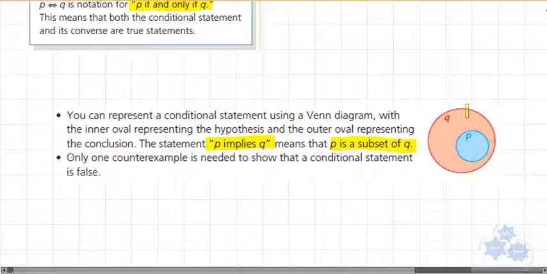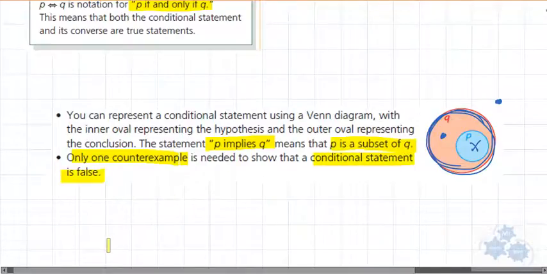In order for it to be true, if it rains outside, that means we're going to practice inside. Here Q would be practicing inside. So if P happens, it's raining outside, then we're automatically in the outer circle as well, right? If it's not raining outside, everything outside of that, we could practice indoors, or we could practice outdoors. But if it's raining outside, then we must also be in the conclusion for a true statement. And just keep in mind, as I was talking about counterexamples, only one counterexample is needed to show a conditional statement is false. So if you can think of one counterexample, then your statement is false.